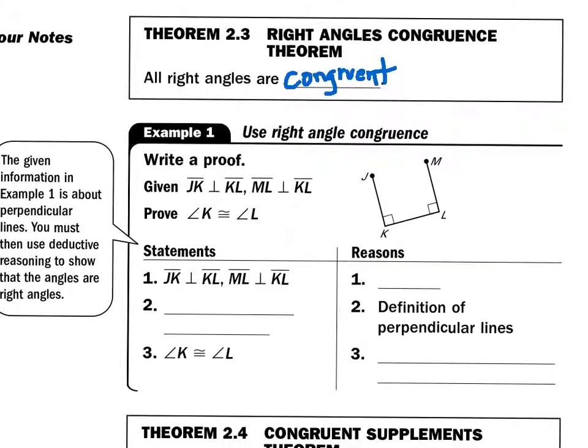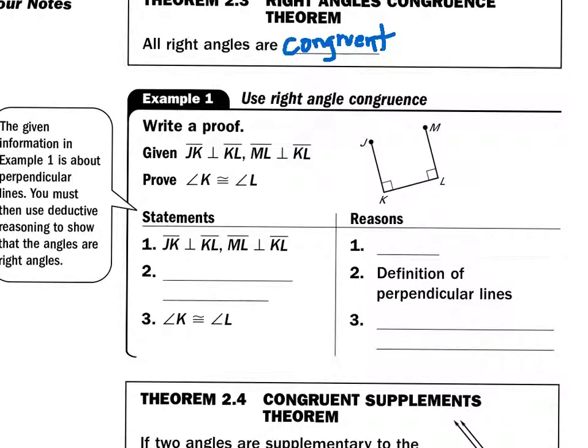Given JK is perpendicular to KL, and it's marked here with a right angle box, and ML is perpendicular to KL, and it is also marked. We need to prove that angle K is congruent to angle L. So we're going to write down our givens and say they are givens.